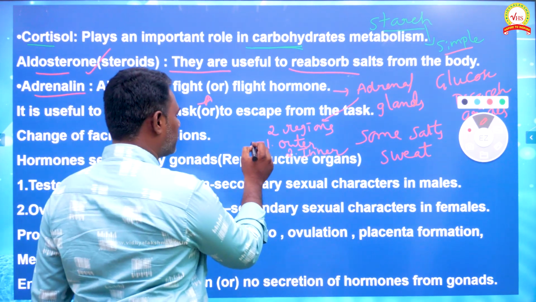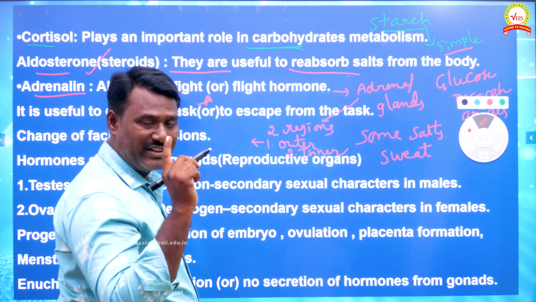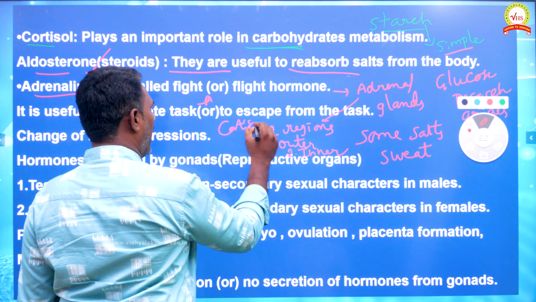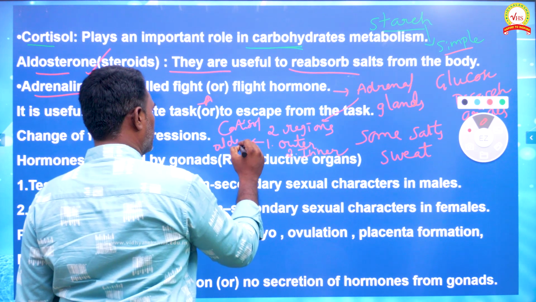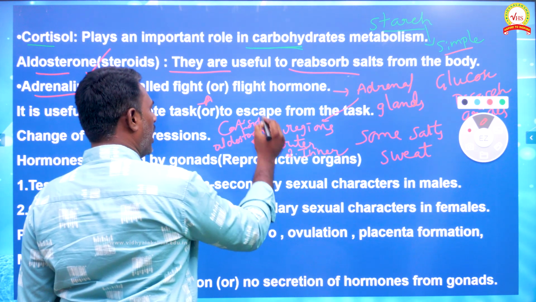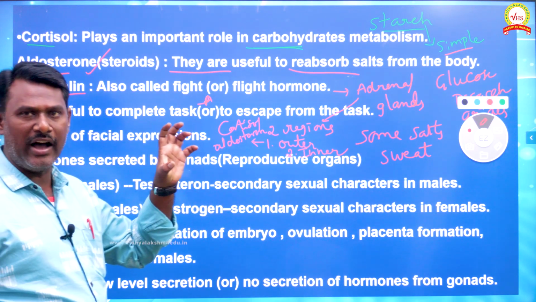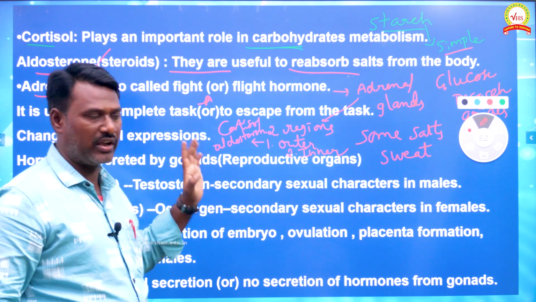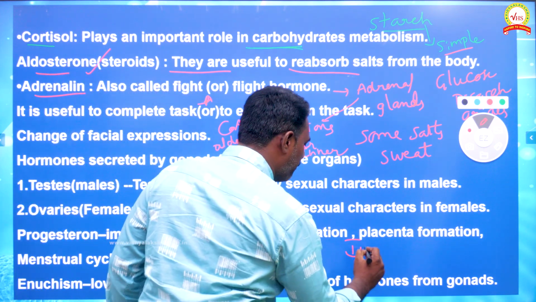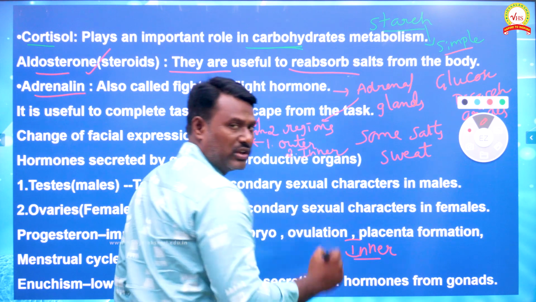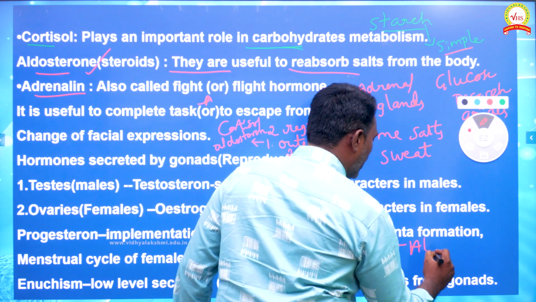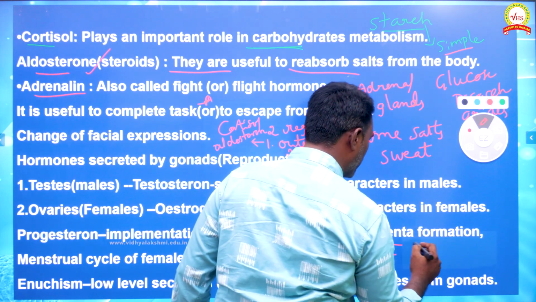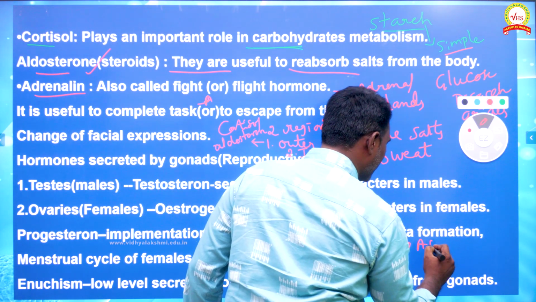The outer membrane is responsible for producing two types of hormones, cortisol and aldosterone, which we have just discussed. These two hormones are secreted only by the outer layer of the adrenal cortex. Next, the inner layer of the adrenal glands is useful to produce only one hormone, called adrenaline.